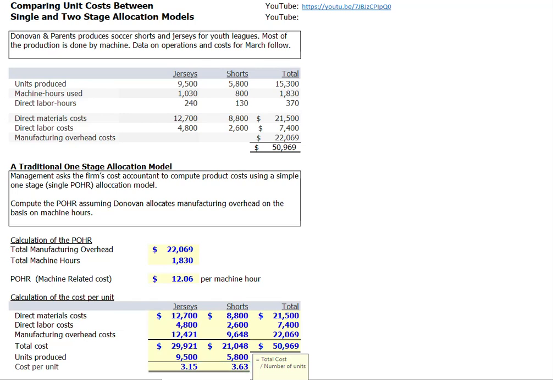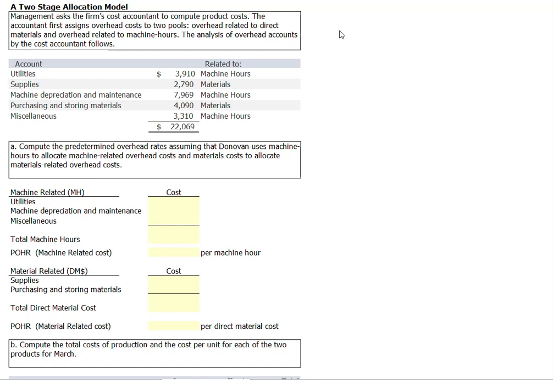In the next part of this problem, we're going to use the same information, but we're going to allocate costs using a two-stage model. In our two-stage model, we've broken down our overhead cost into two different cost pools, machine-related and material-related. Our machine-related, we're going to allocate based on machine hours, and our material-related, we're going to allocate based on total direct material costs. So, first thing we're going to do is calculate our predetermined overhead rate for machine-related costs. And then the second part will be calculating our predetermined overhead rate for material-related costs.